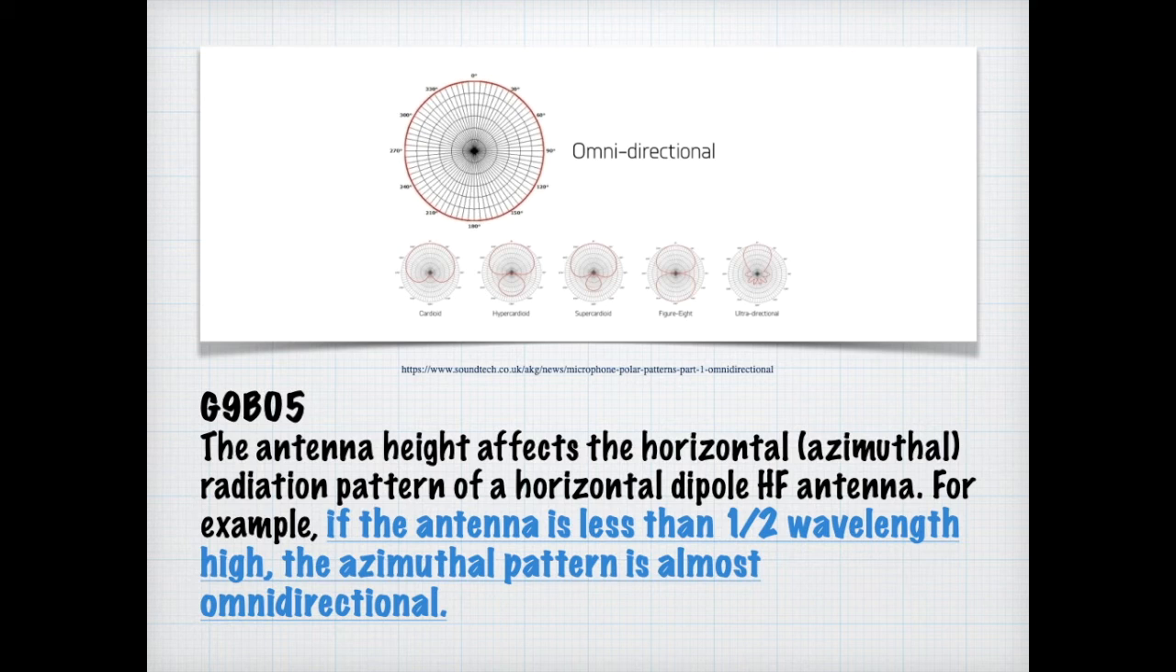You might imagine the height of a horizontal antenna affects its radiation pattern. For the exam, you need to know that the antenna height affects the horizontal or azimuthal radiation pattern of a horizontal dipole HF antenna. For example, if an antenna is less than a half wavelength high, the azimuthal pattern is almost omnidirectional.